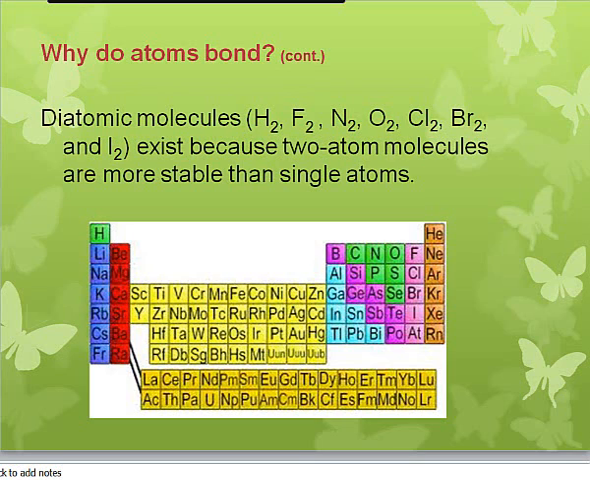Make sure that you memorize these. So let's make sure that we have hydrogen, fluorine, nitrogen, oxygen, chlorine, bromine, and iodine. Those are your diatomic molecules.